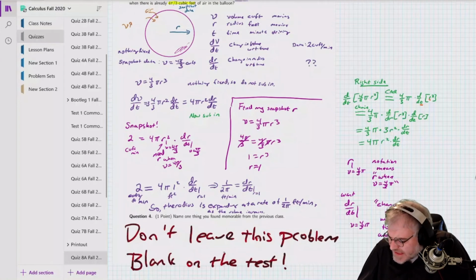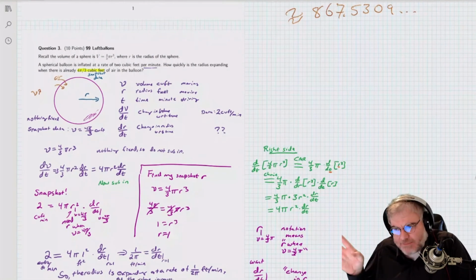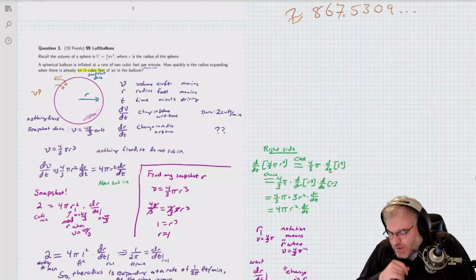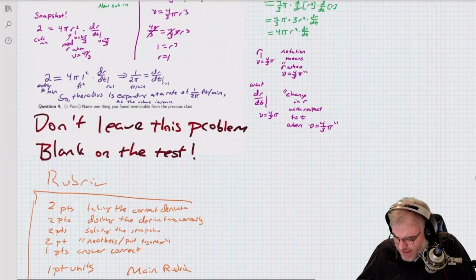All right, well, the big thing you need to take away from what I'm about to show you is don't leave this problem blank in the test, because I have it out of 10 points, but they can run up to 14, 15 points. And you don't want to lose a letter grade and a half on this problem if you can't figure it out. So let me show you what the rubric for these things tends to look like.